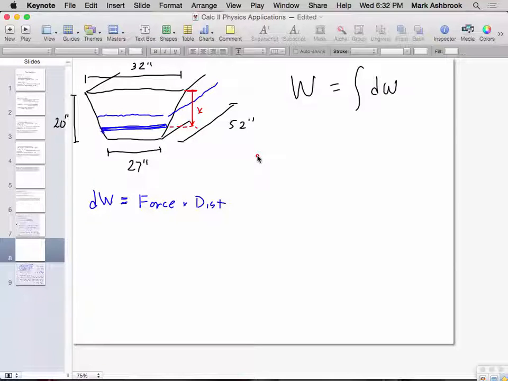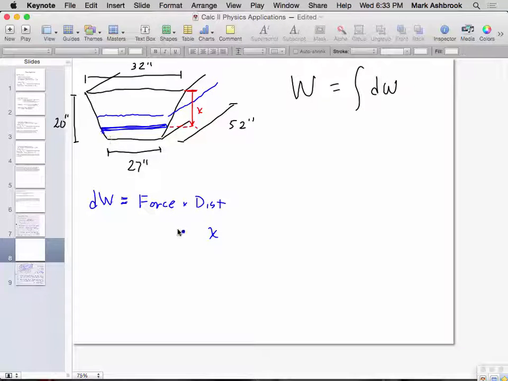But what's different about this one than the circular swimming pool? Yeah, so the width of each layer is different depending on x. So not only is the distance going to be x, but the width of our layers is going to depend on x. When x is 10 inches here, you're going to have the widest layer, and when x is 20 inches, you're going to have the skinniest layer here.